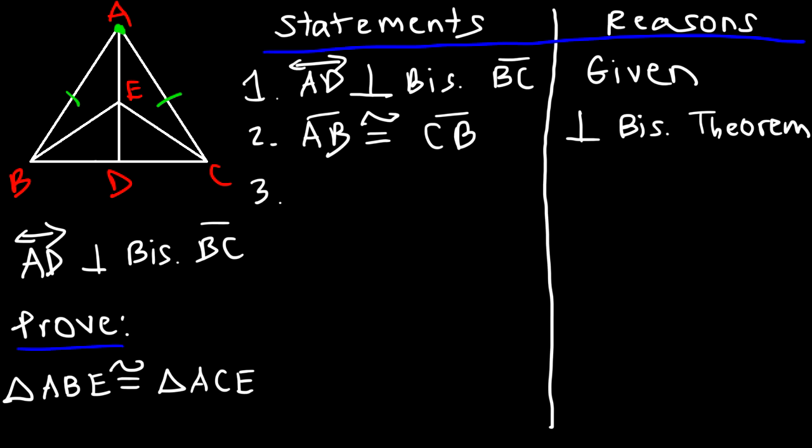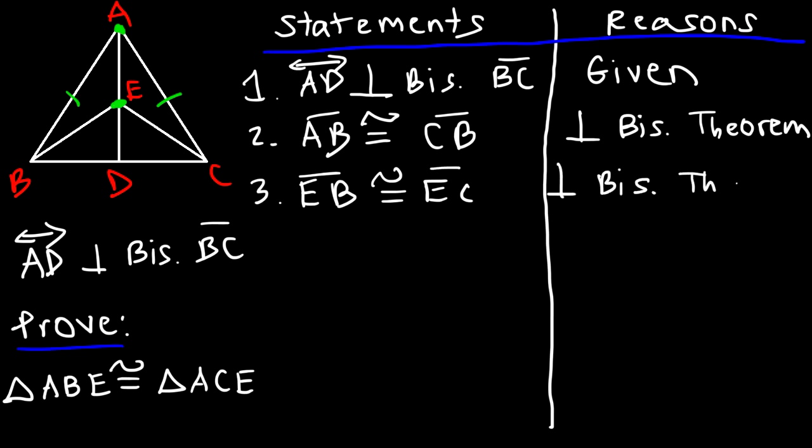Now notice that E is also on the perpendicular bisector. So E is equidistant from B and C. So we could say that segment EB is also congruent to EC according to the perpendicular bisector theorem. Now number 4. So BE and EC are congruent.